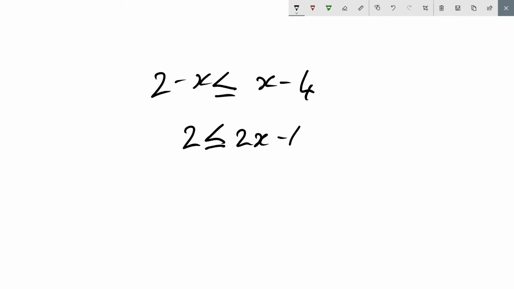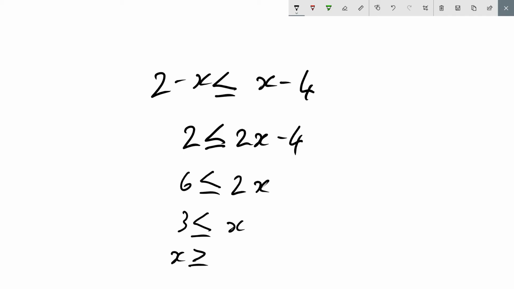So let's do another example. 2 minus x is smaller than or equal to x minus 4. You can add x on both sides. 2 is smaller than or equal to 2x minus 4. Add 4 onto the other side, so we have 6 is less than or equal to 2x. Divide by 2, 3 is smaller than or equal to x. If we want to flip it, x is now greater than or equal to 3.